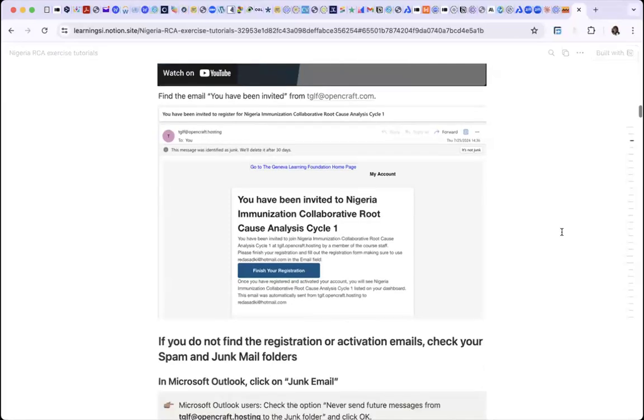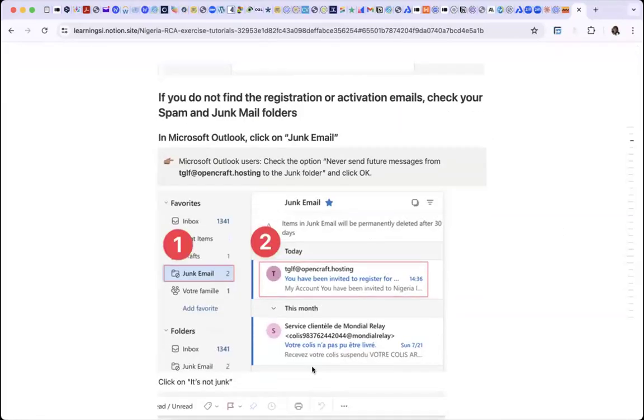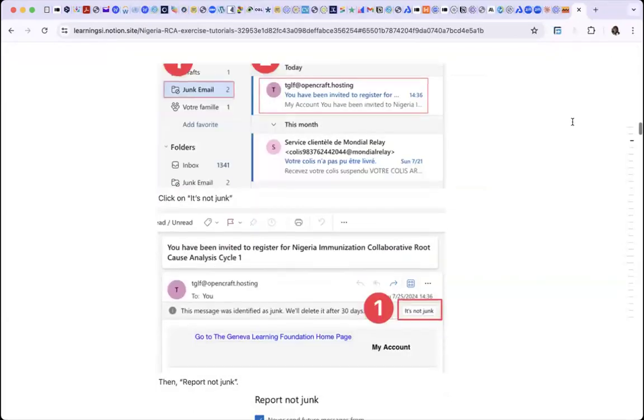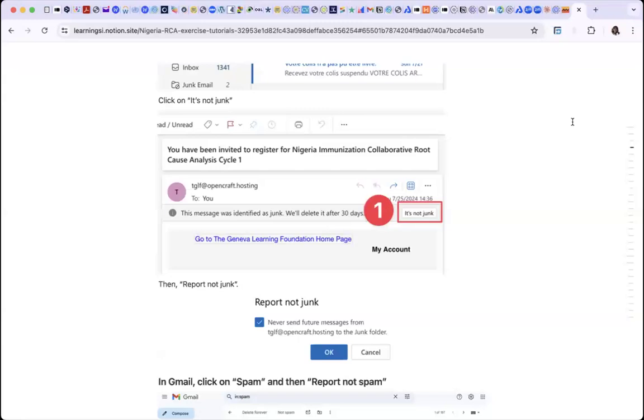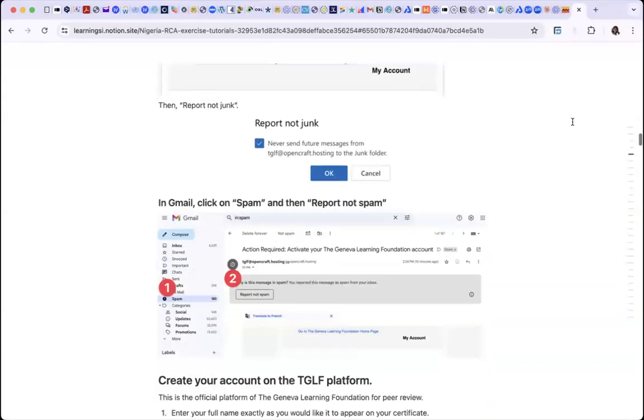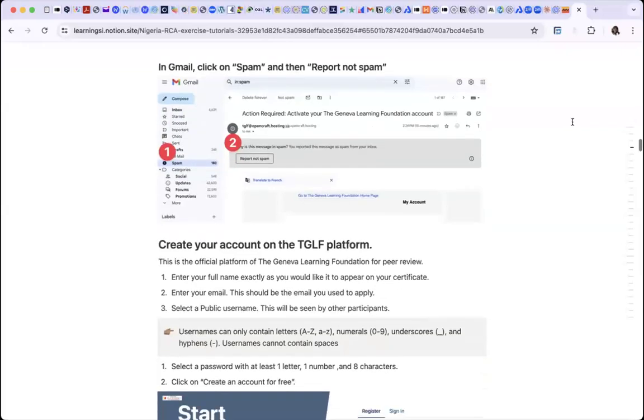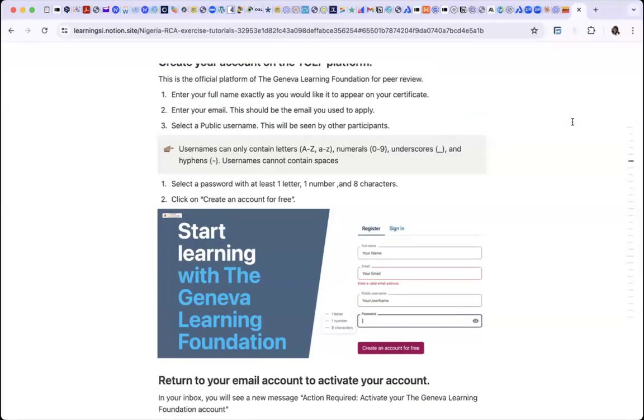So check your spam or your junk mails. And once you have checked your spam, you need to remove us from the junk mail. So you need to click the option, Never Send Future Messages from this to junk folder, and click OK. That way, future emails from us will go directly from the platform to your inbox. So that's quite important. And then the next step is for you to click report not spam. The direction is there. Once you do that, you have to create your account on the platform.